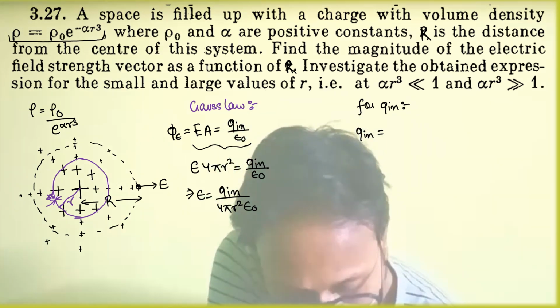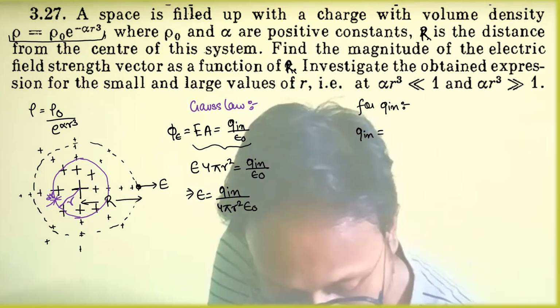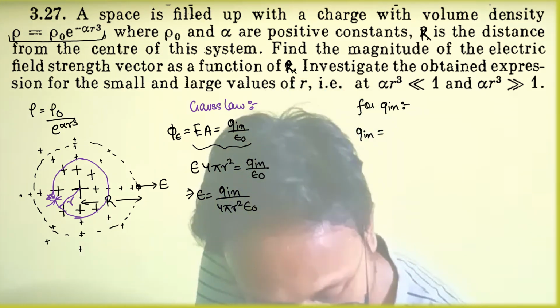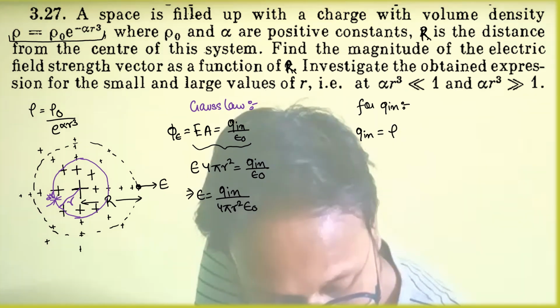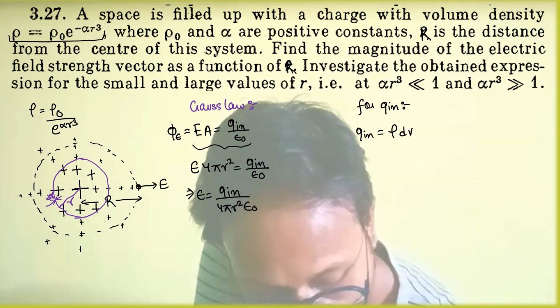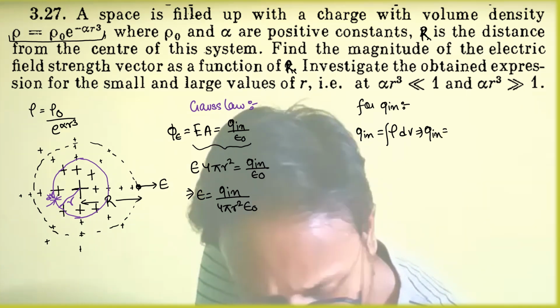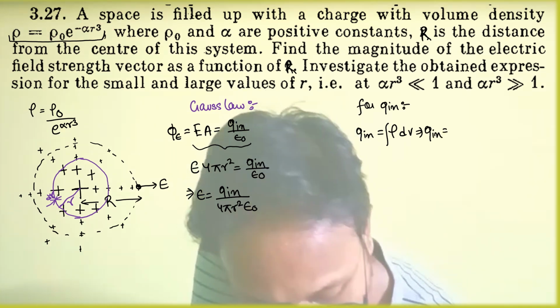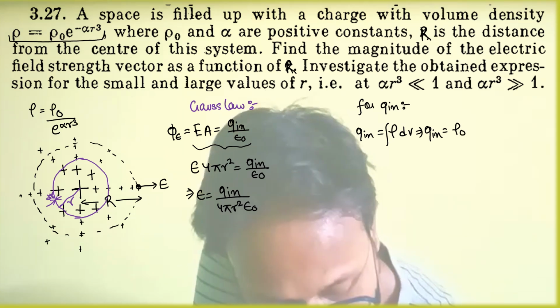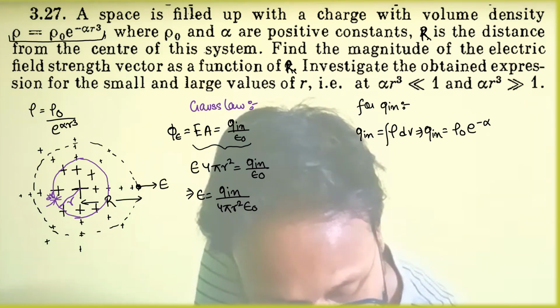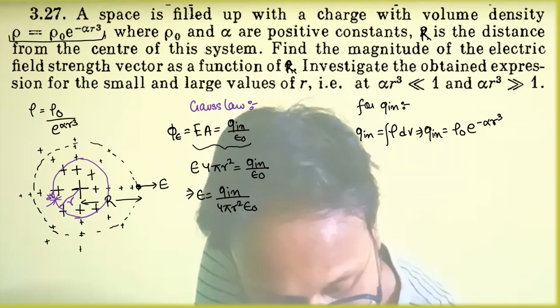Okay, so Q inside, or charge inside this shell, is nothing but charge density into volume, isn't it? What is the charge density? It is given by this function, rho naught e to the power minus alpha r cube. This is the charge density.